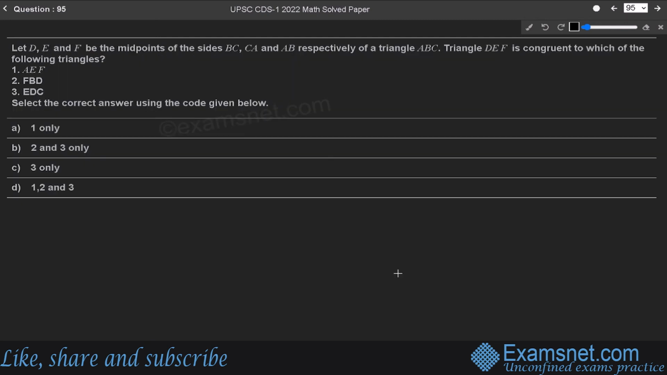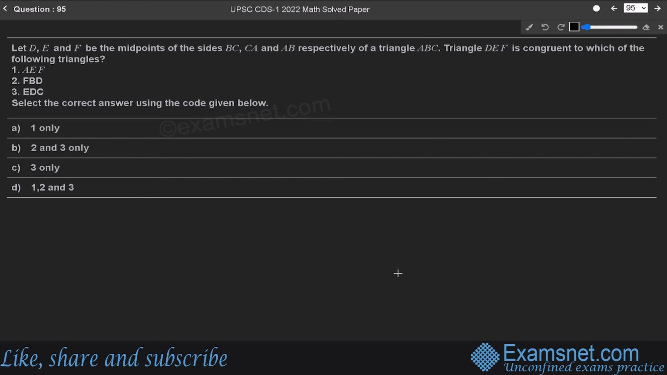Next question is: let D, E and F be the midpoints of the sides BC, CA and AB respectively of a triangle ABC. Triangle DEF is congruent to which of the following triangles? Again, the question is from the congruency part and it is a very, very important question. This type of question frequently comes in the exam.